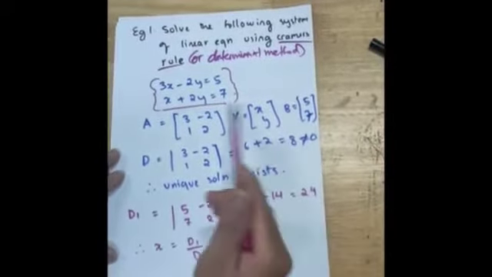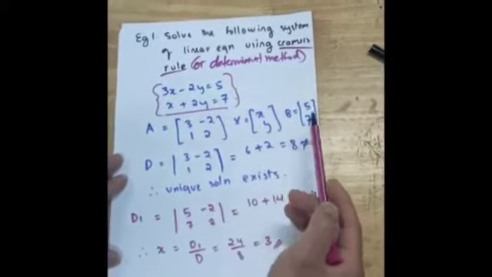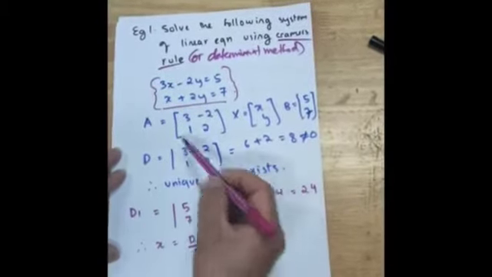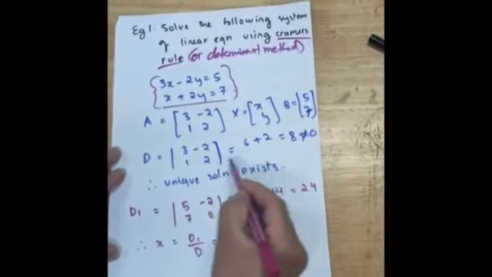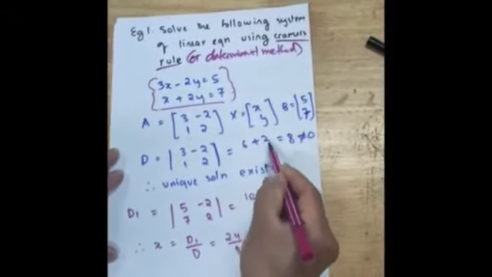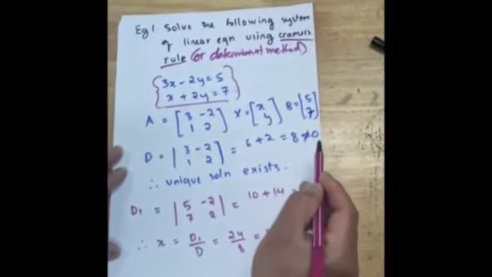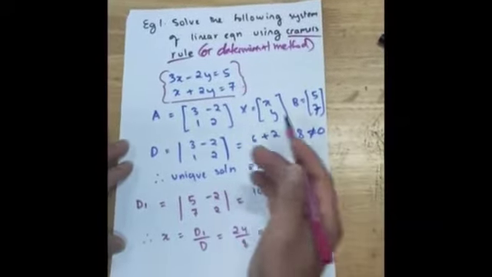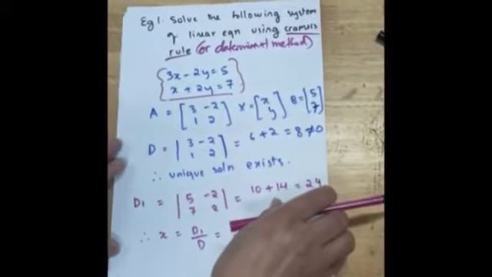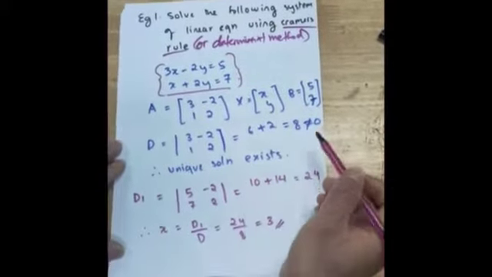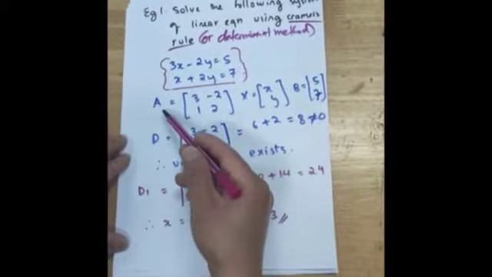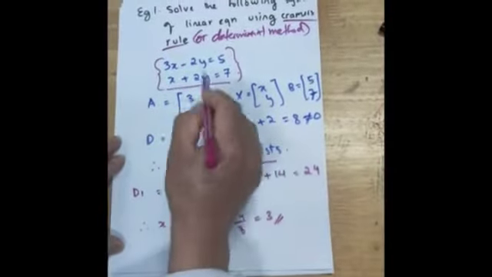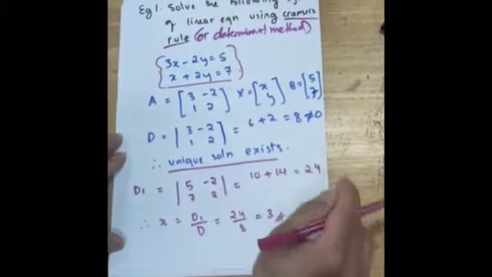Once you obtain these matrices, the next step is to determine the determinant of the coefficient matrix A, which is equal to 6 plus 2, which is equal to 8. Then you have to check whether it is equal to 0 or not. Since the determinant of our coefficient matrix A is not equal to 0, we can say that this system of linear equations has a unique solution.